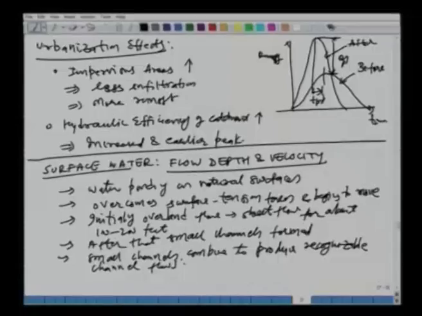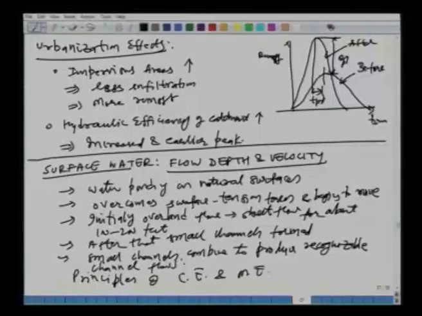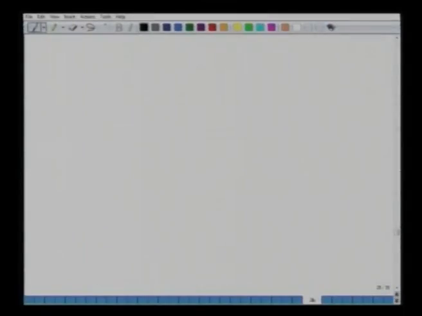We will write the continuity and momentum, we will combine the two, and then finally, we will be able to write the expression for what is called the flow depth and velocity for the overland flow. So, let me say that we will be using the principles of, again, the continuity equation and the momentum equation to model this whole process. All right. So, let us then look at the overland flow modeling, and we want to find out the flow depth and velocity of the overland flow.